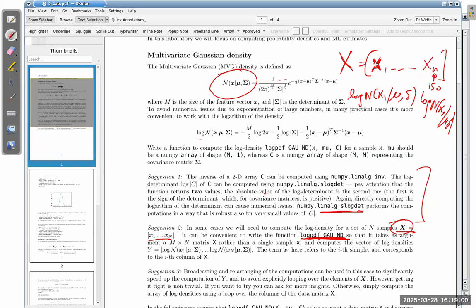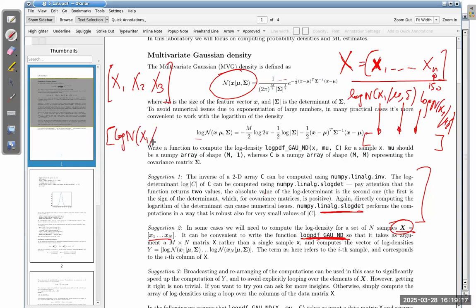If you pass a matrix which contains more than one column, we'll build an array that contains all the densities of the corresponding samples. So if I pass a matrix which contains x1, x2, x3, the function should give me an array which is the logarithm of the density of x1, the logarithm of the density of x2, etc., in a one-dimensional form, so an array with one dimension.